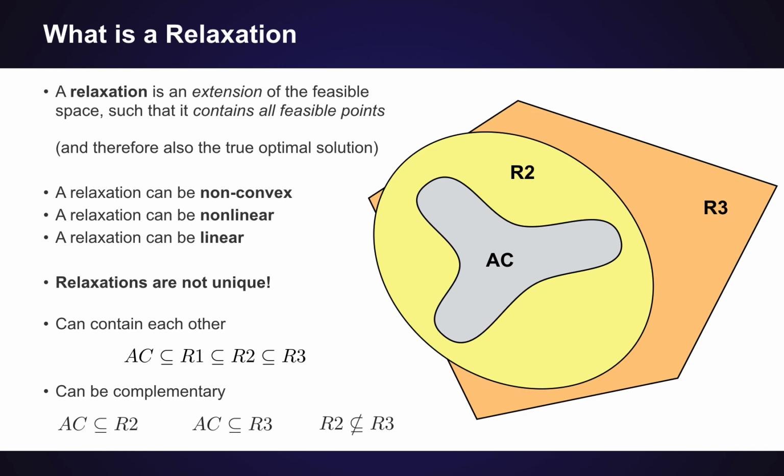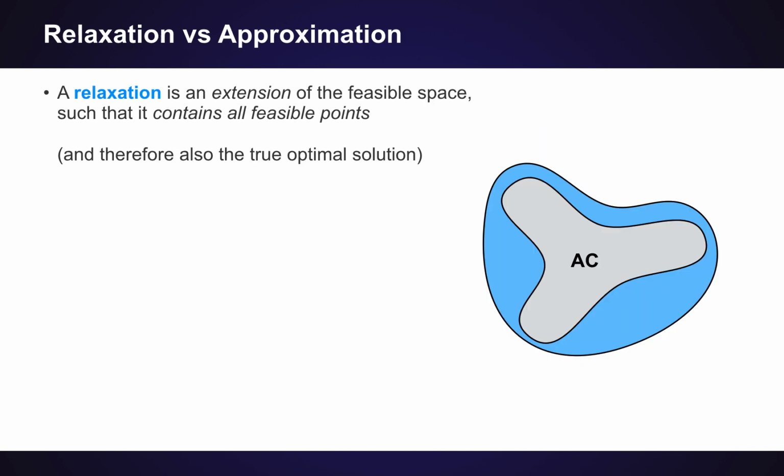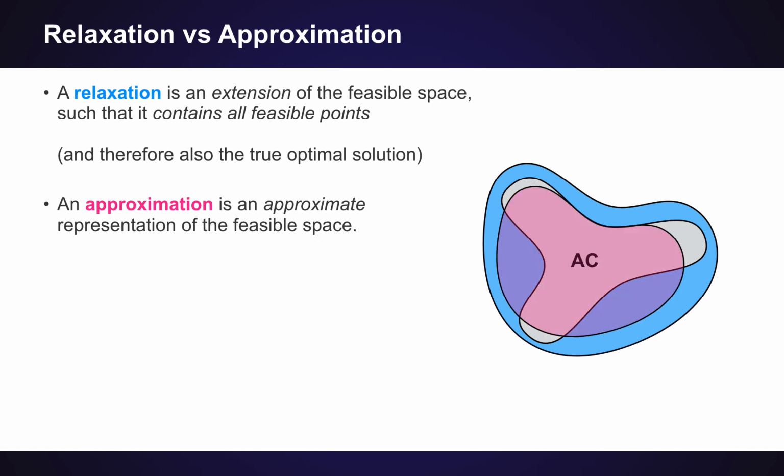So now we have talked a little bit about what a relaxation is. It's also important to talk about what is not a relaxation. Therefore we are going to compare a relaxation with a general approximation. We have this definition that a relaxation is an extension of the feasible space such that it contains all feasible points, and therefore we also know that the relaxation is going to contain the true optimal solution.